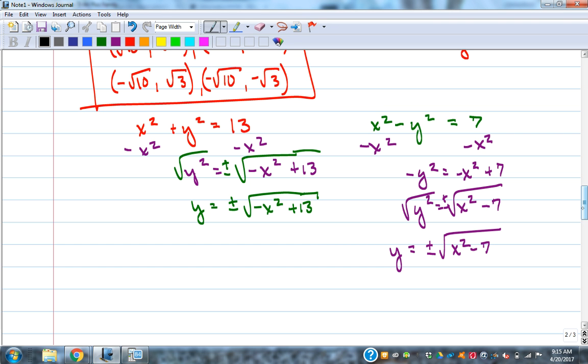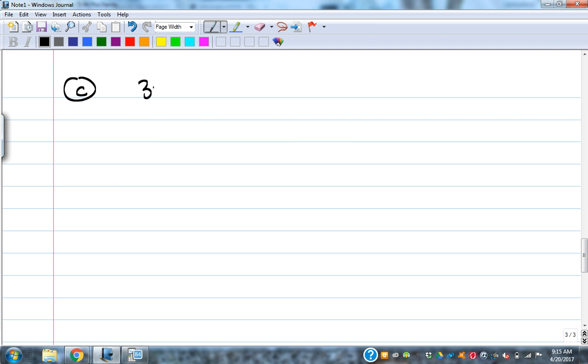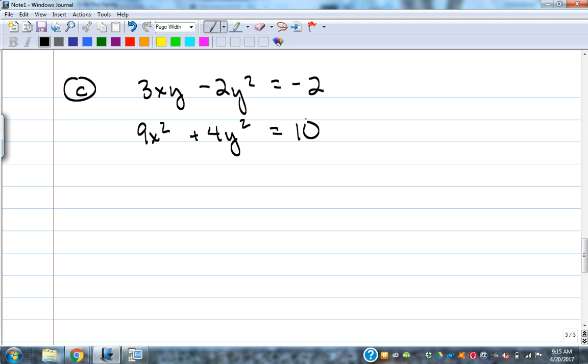All right, let's look at a fun one to end today with. 3xy minus 2y squared equals negative 2. And then 9x squared plus 4y squared equals positive 10. All right, so this one's got an xy term in it. It's not the greatest of things. Question: the bottom will be a circle or no? No, because it's got different numbers in front of it.